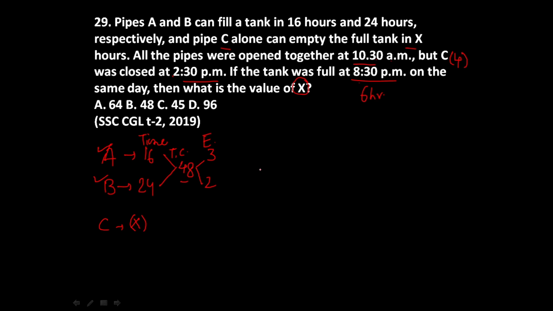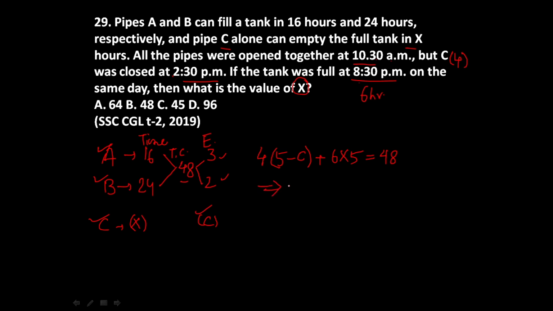We have learned it. So now, C has worked for 4 hours. If this is X, we are assuming its efficiency as C. In these 4 hours, the total efficiency was 5, this 3 plus 2, which is 5 minus C. Clear? And in the remaining 6 hours, it is 6 into 5, because C was stopped then.